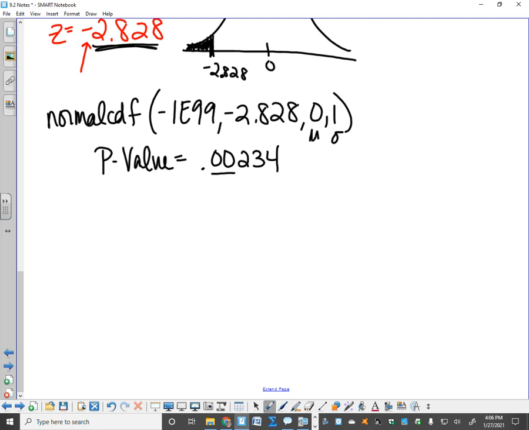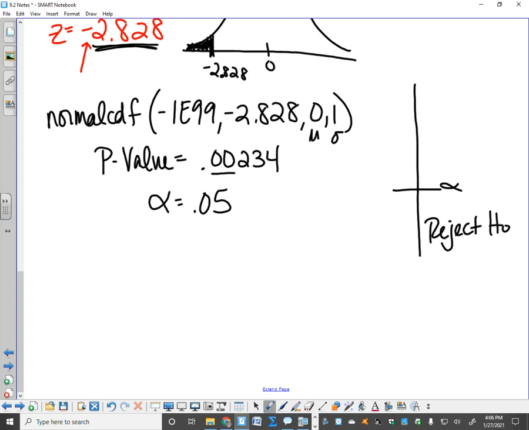Now what do I do with that p-value? I need to compare it to my alpha. Well, my alpha was 0.05. And that p-value is less than that alpha. So remember what we drew in class. There's alpha. We reject H sub O if your p-value is below your alpha.